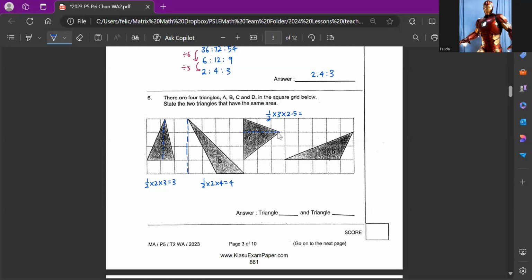For this, it may be a little bit more challenging to calculate. Let's just leave it as it is. If you don't calculate it out, it's fine, because I think it's quite easy to compare the equations already to see which ones have the common answers.